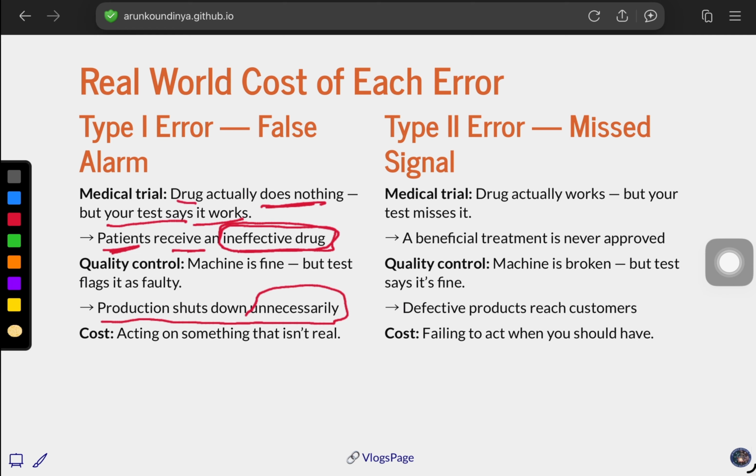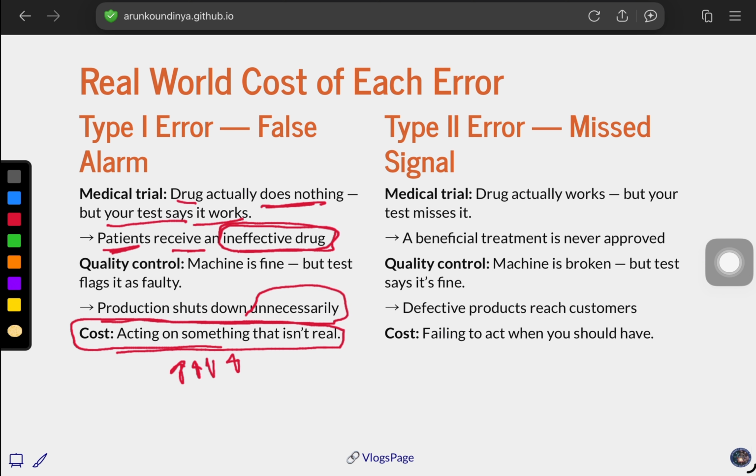This is another example. What will happen? Acting on something that isn't real. Okay, this is a huge problem whenever our cost of acting is higher. If you want to act, there is a cost for every action. Okay, then this is a problem.